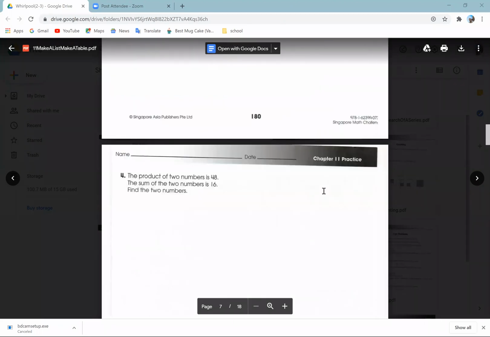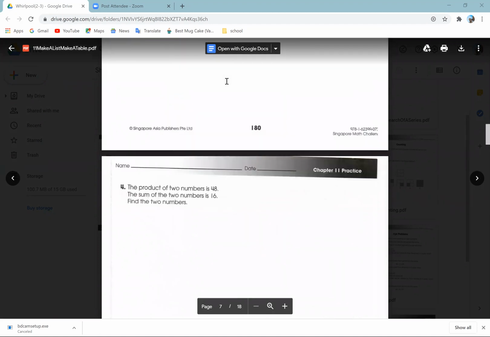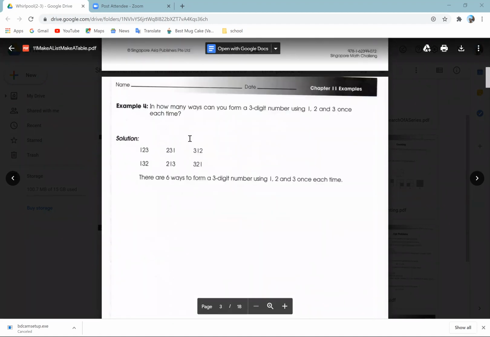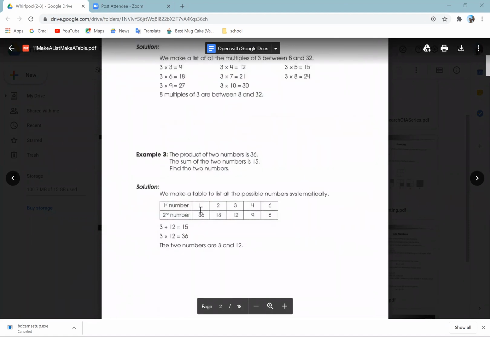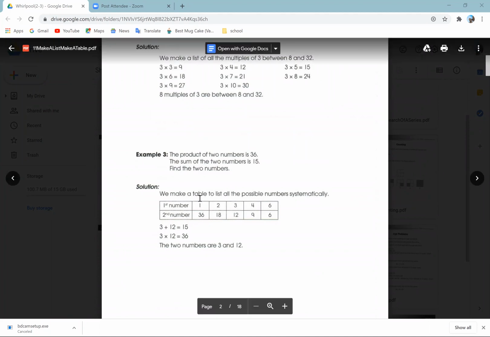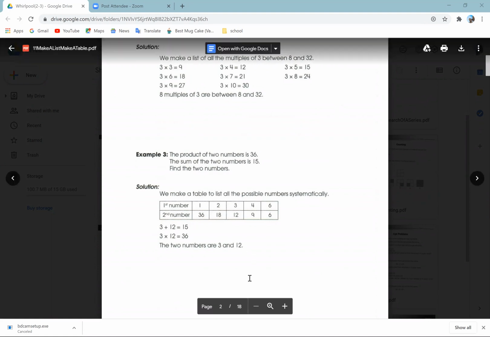The next problem we have here, problem 4. The product of two numbers is 48. The sum of the two numbers is 16. Find the two numbers. So let's go back up here to the example we have. This one is it: 1 and 36, 2 and 18, 3 and 12, 4 and 9, 6 and 6, right? Because the product, if you multiply them, has to equal 36.